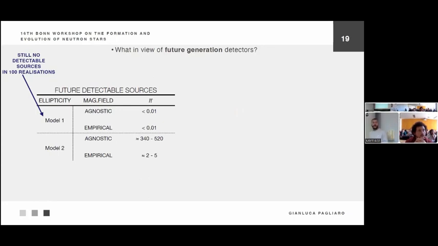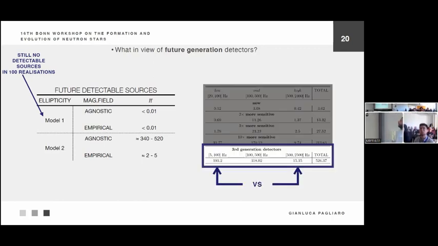Again, from model 1 ellipticity, no detectable sources in 100 realizations. However, you see that model 2 ellipticity has about a factor of between 200 and 300 more objects compared to the current sensitivity one. This, of course, is in line with the fact that future generation detectors are around 10 times more sensitive. And so basically, you have to square this value because your horizon goes linearly with this value. And if you assume that all objects stay in a disk, you have 10 to the square number of objects more to survey. This was already shown.